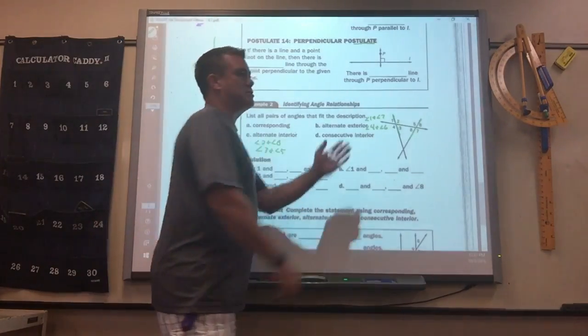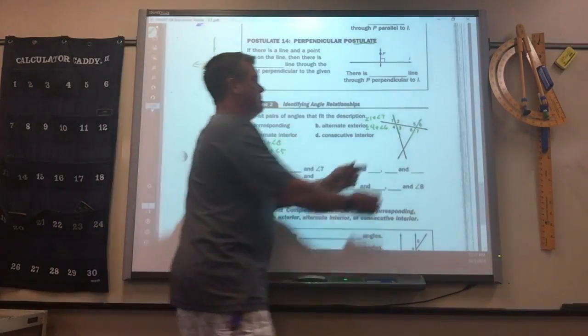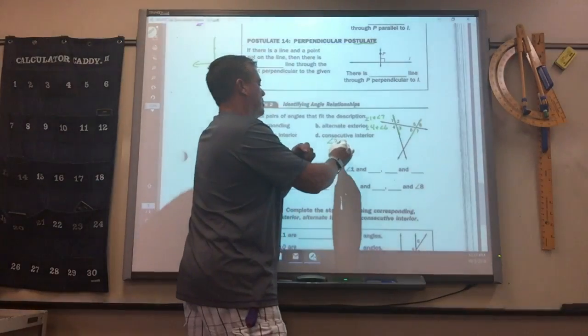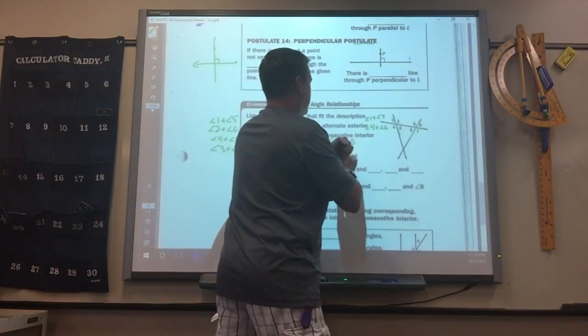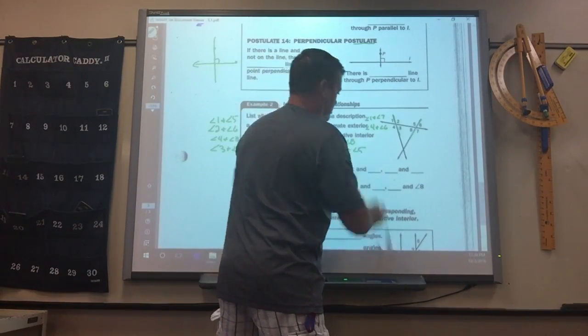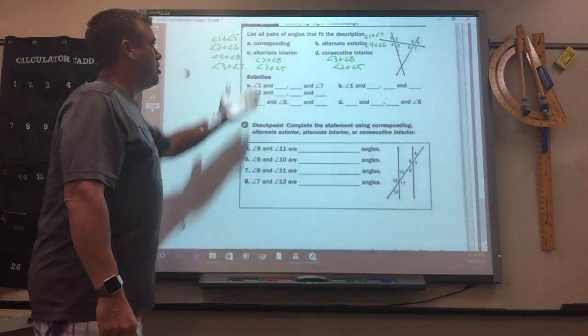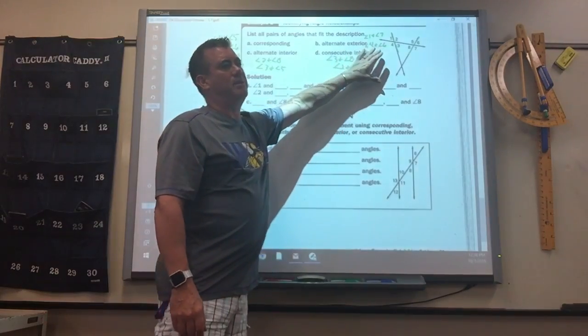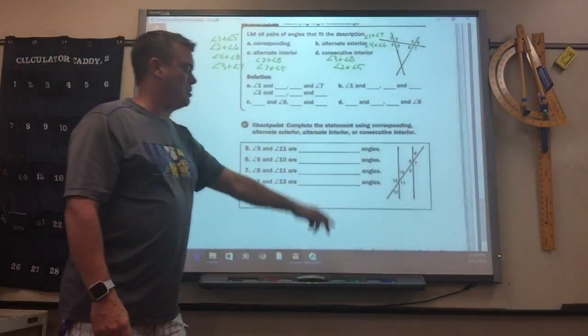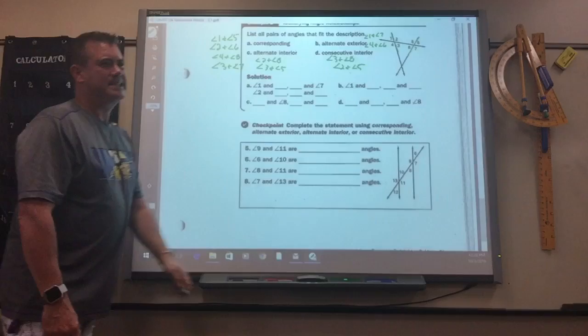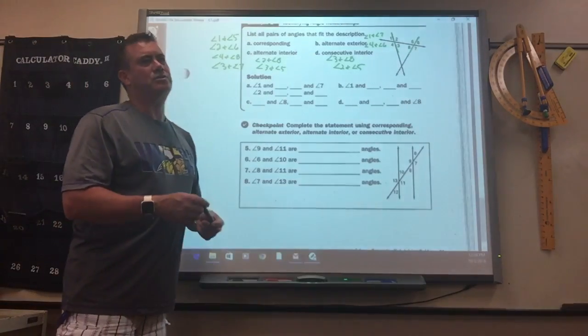Consecutive interior, which is the same as same side interior, 3 and 8. And 2 and 5. Okay? So, some of them you're going to have to name the angles, some of them you'll have the picture and you just say what type they are. What's non-adjacent? Non-adjacent means not next to.